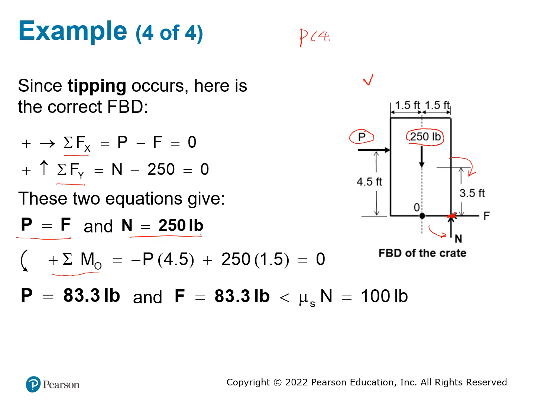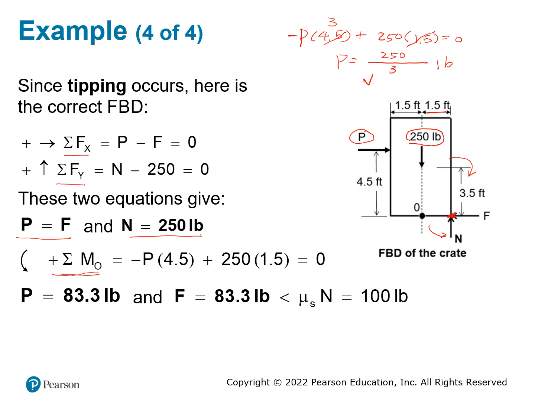So if I use this point here as the summation of moment, I have P times 4.5. That's going to be clockwise, so negative, plus the weight, 250, times the lever arm, which is 1.5, and that is equal to 0. So I can find out the P, which will simply be equal to, let me just cancel this one, this will be 3, and this will be 1. So that will be equal to 250 divided by 3. And that is your push force if this one tips.